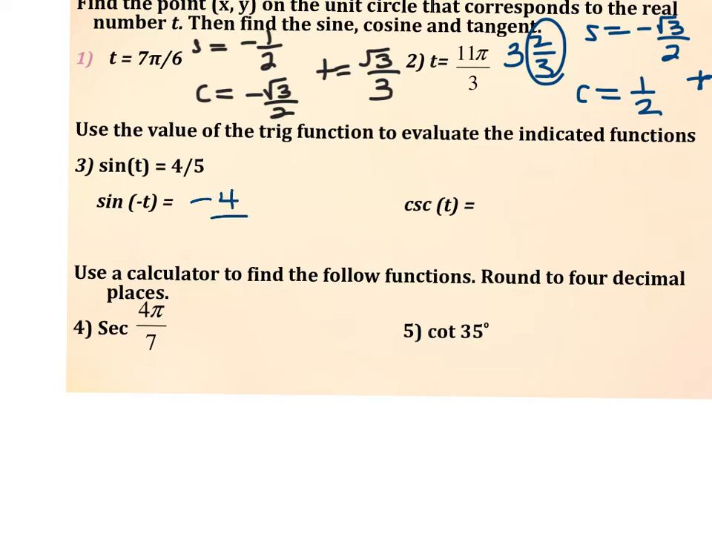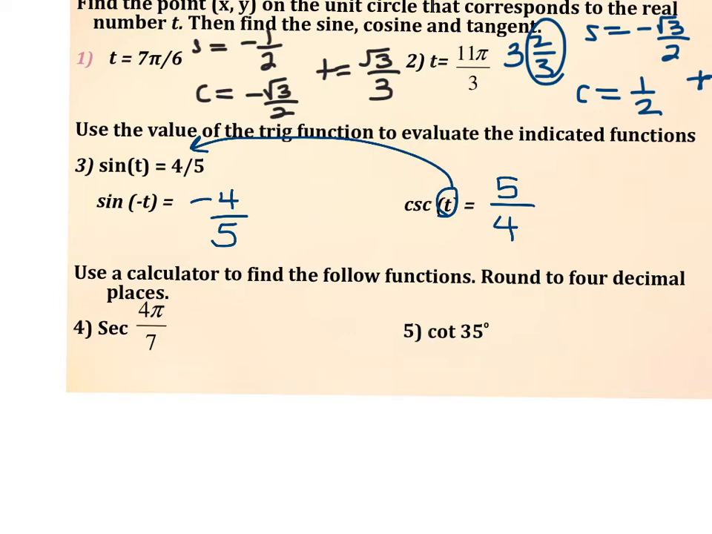Negative 4/5, okay? The only ones that don't change are cosine and secant. Now, cosecant is the reciprocal of sine, and this is a positive t, so I'm going to come back to the original one and just flip it and get 5/4. If it was a negative t, it would be negative 5/4. Good on those?